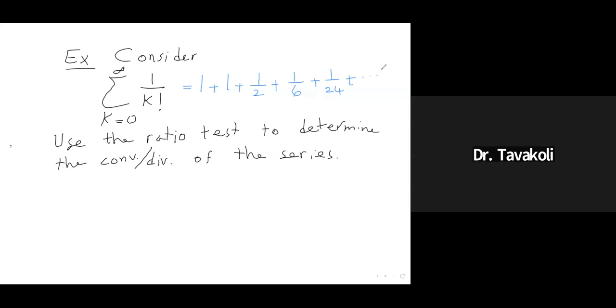So I want to use the ratio test, meaning that I want to find this R, which is the limit as k tends to infinity of the absolute value of a_(k+1) over a_k. First of all, since all the terms 1 over k factorial are positive, I don't see anything like minus 1 to something. I don't need to worry about the absolute value because all the terms are positive.